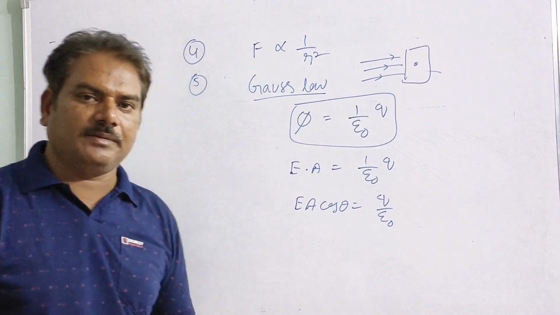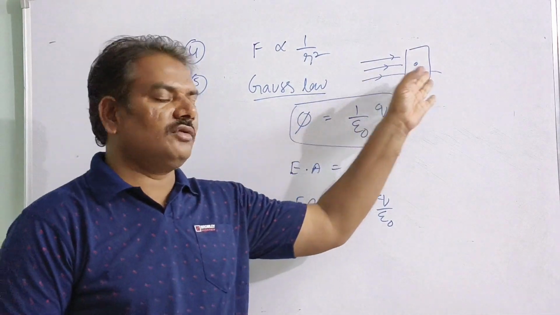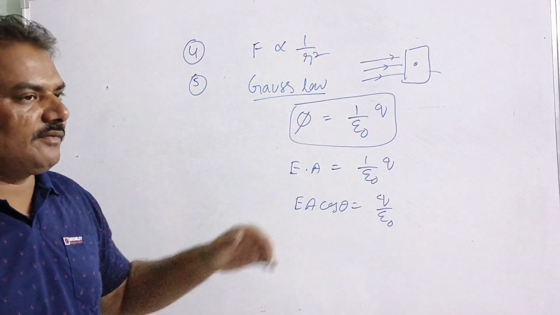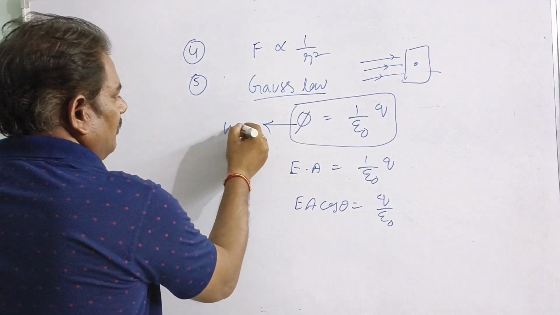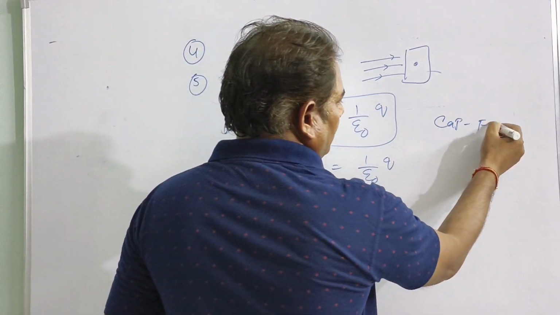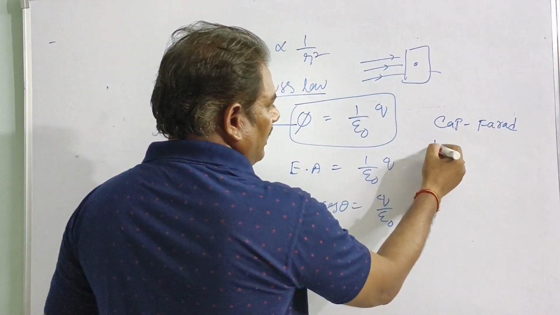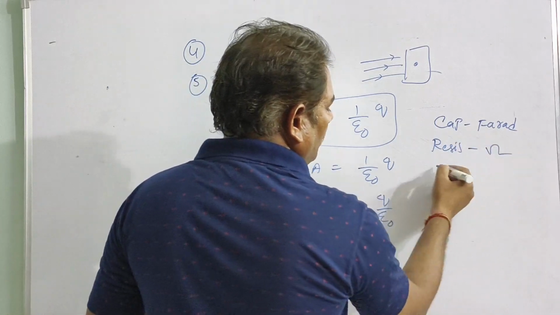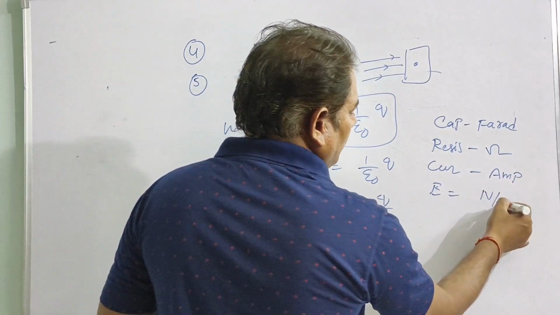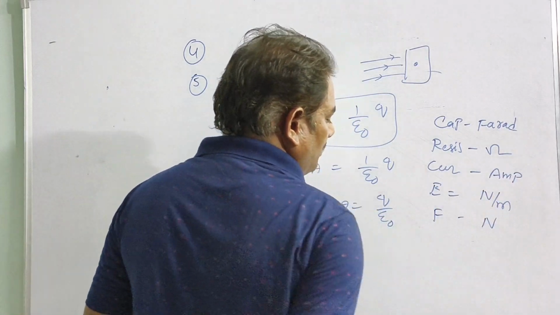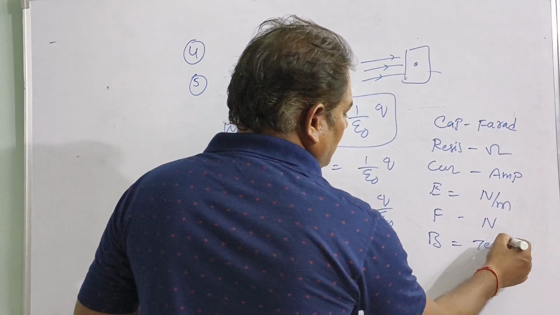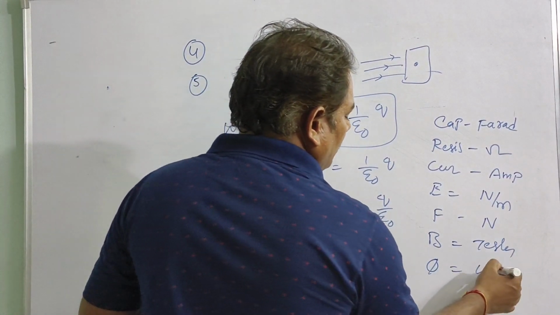What is the flux? Flux means the number of lines passes through any closed surface area and perpendicular to its plane, that is called the flux. What is the units of flux? That is Weber. Capacitance ki units Farad. Resistance ki units Ohm. Current ki units amperes. Electric field ki units Newton by meter square. We know force units Newton. And magnetic field ki units Tesla. And flux ki units Weber.